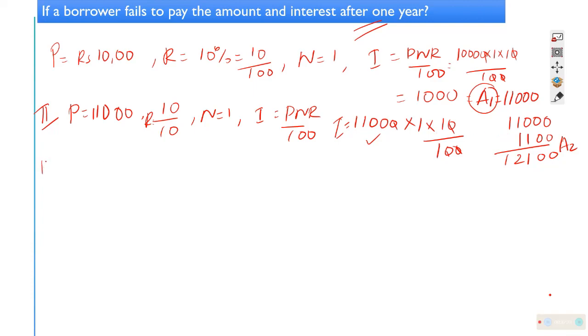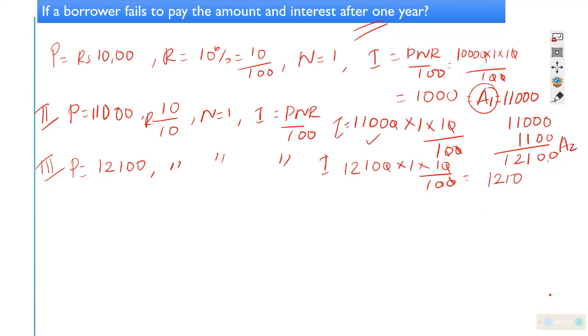Now the third year starts. His principal is now 12,100, again same interest rate, again same tenure, again same formula. Interest can be calculated by 12,100 into 1 into 10 upon 100. Cancelling this, we get he has to pay 1,210 as extra interest. So that much will be added to this. 1,210 is added. So he has to pay 13,310 at the end of third year.